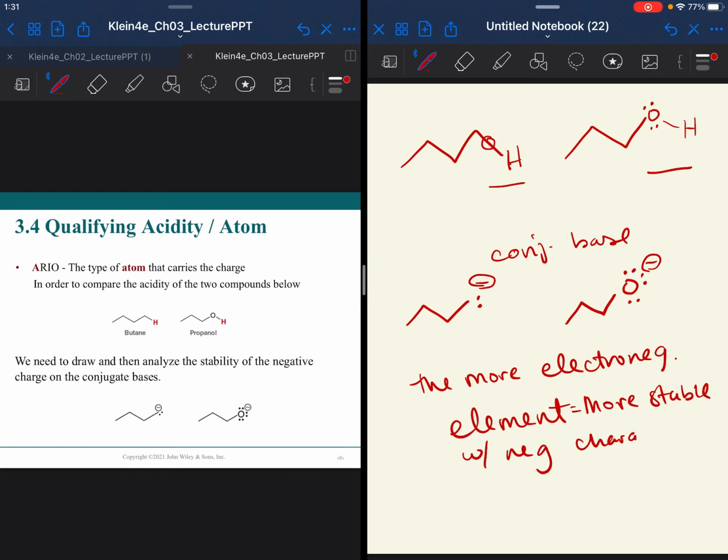So if we think about our periodic table, on the periodic table, row 2, it's boron, carbon, nitrogen, oxygen, fluorine. Fluorine is the most electronegative, and the closer you are to fluorine, the more electronegative you're going to be. Now, this makes it easy to see. Oxygen, more electronegative than carbon. Oxygen can hold that negative charge better.